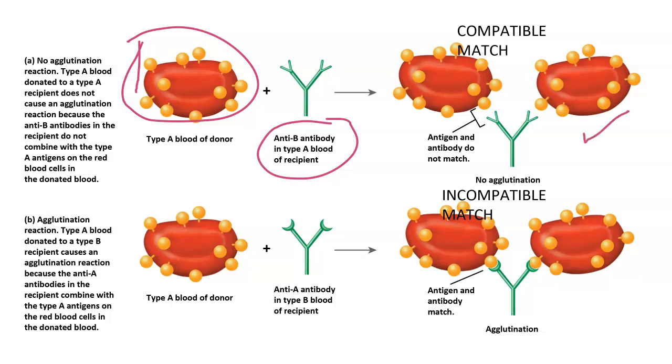On the other hand, if the recipient, in this case is type B, because it carries a type A antibody, if the plasma of the recipient, when mixed with the red blood cells of the donor, has antibodies that match and bind to the donor red blood cells, that is considered an incompatible match, because the same binding will occur inside the body of the recipient, and it will cause destruction of the donor red blood cells.